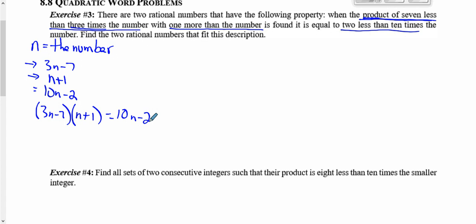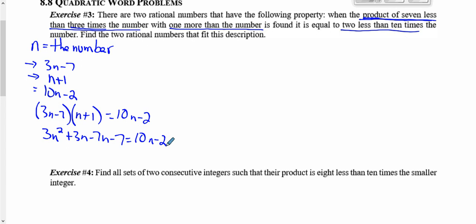Right. Because I want to get everything broke loose out of there, right? It's probably going to have to equal 0, right? So let's distribute. What do we get? 3n squared plus 3n minus 7n minus 7 equals 10n minus 2. Hold on, wouldn't it be 4n in the second? Here? Yeah. 3n times 1. Oh.